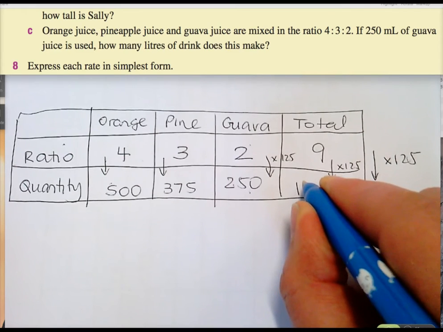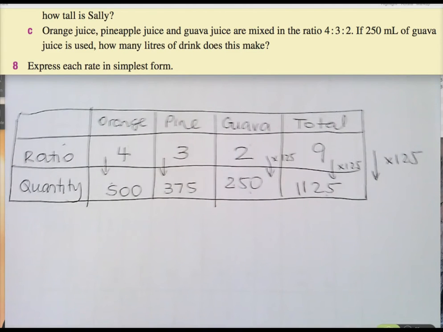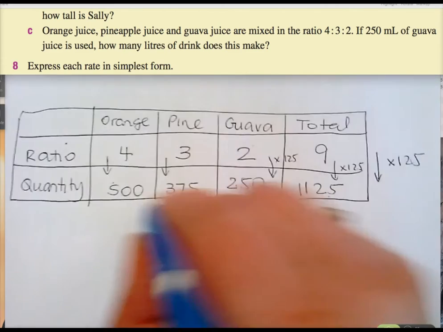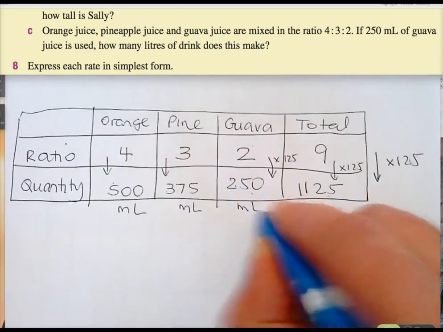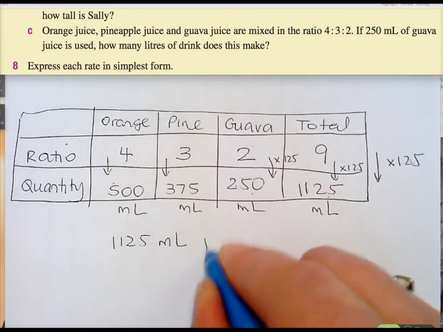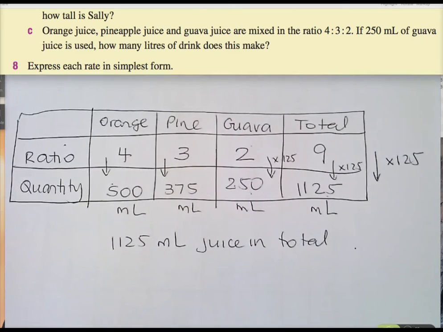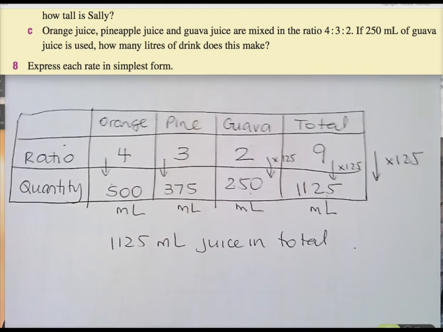It's 1125. And the question is, if 250 mils of guava juice is used, how many litres. These are all in mils, don't worry about that. So we know it's 1,125 mils of juice in total. Does that make sense? But do you know how to go from mils to litres? Once you get 1,000 mils, that's a litre. Once you get the 1,125, you change the 1,000 into a litre. So it's 1 litre and 125 mils.